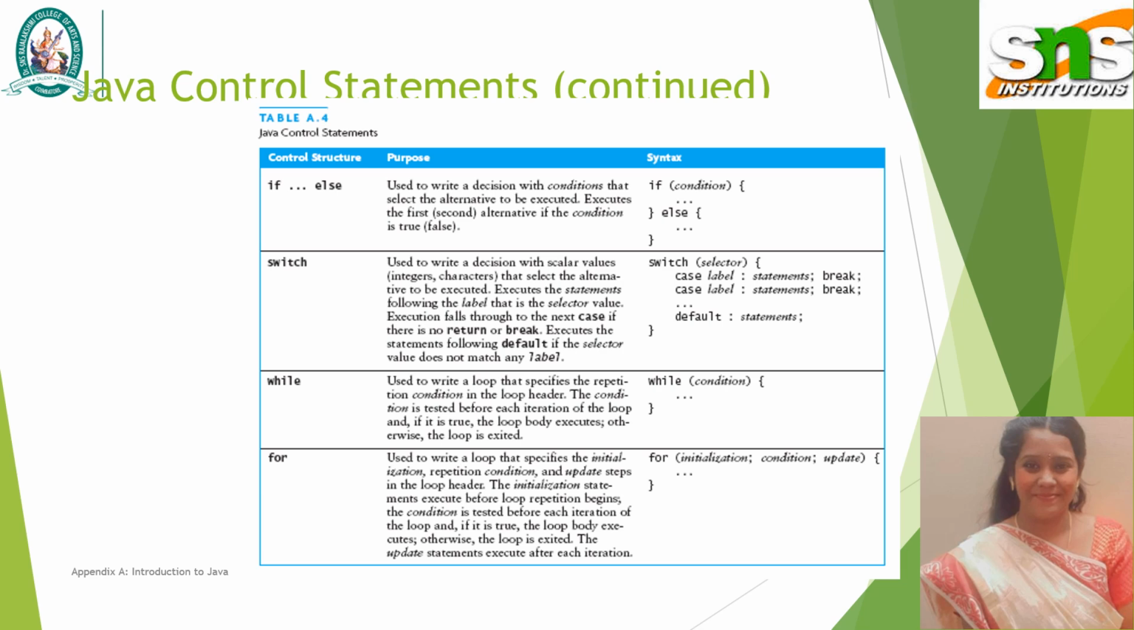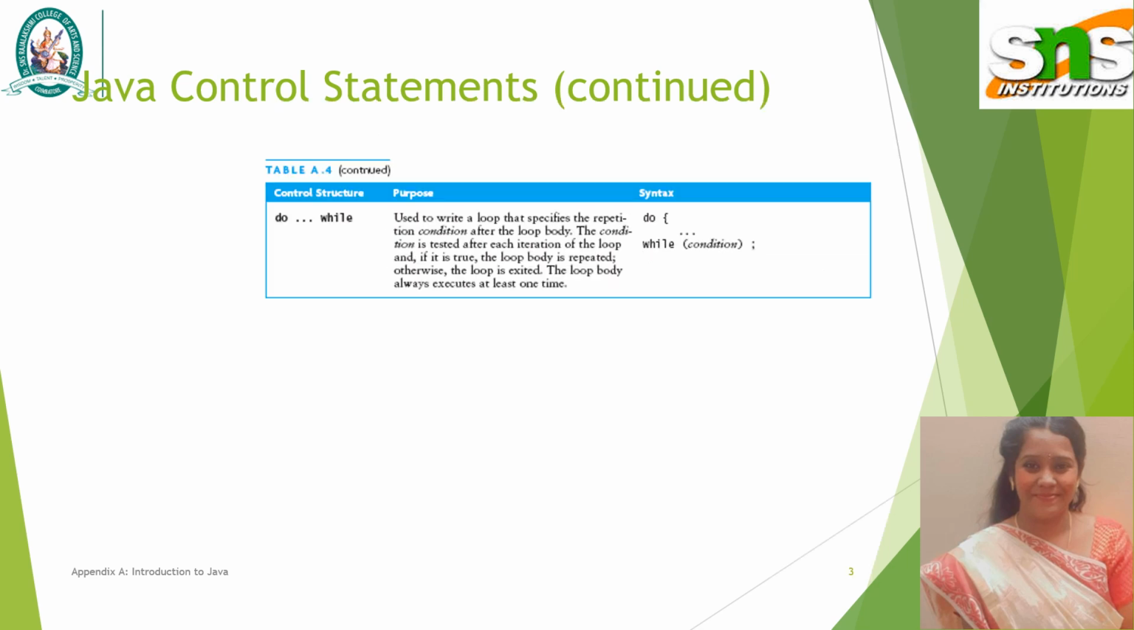The for loop is used to write a loop that is specified with the initialization, the repetition condition, and the update step in the loop header. The initialization is executed when the loop begins, and the loop body is executed in each iteration. The do while is a loop where the repetition condition is written after the loop body. The condition is tested for each iteration of the loop, and if it is true, the loop body is repeated, otherwise the loop exits. The loop body always executes at least one time.